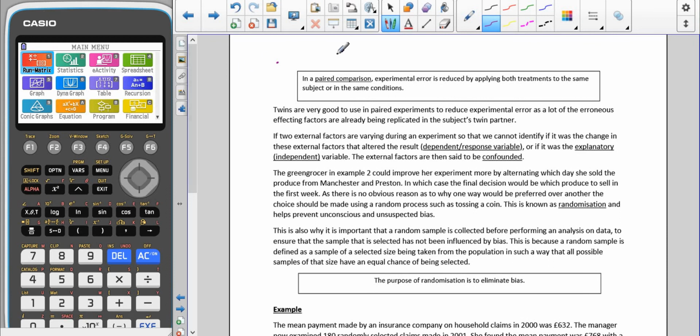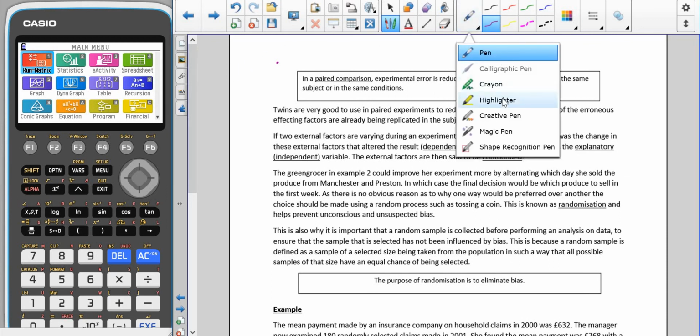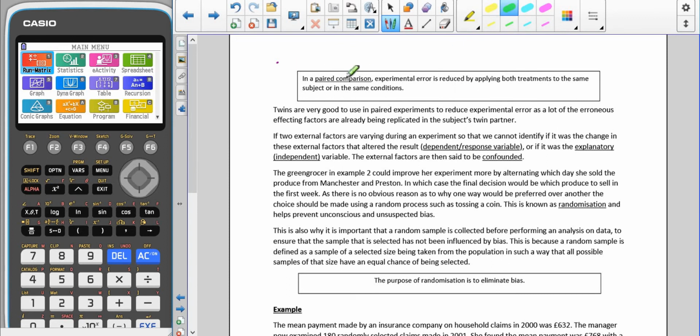So carrying on looking at experimental design, we're now going to have a look at paired comparison. In a paired comparison, experimental error is reduced by applying both treatments to the same subject in the same conditions, or similar subjects in the same conditions.